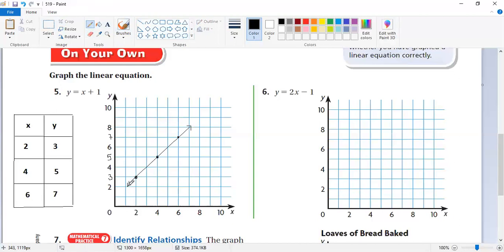Try to make the arrow with the line. Okay, so your graph needs to be like this. So you can match your graph and mine and check if the line is going to be the same one.